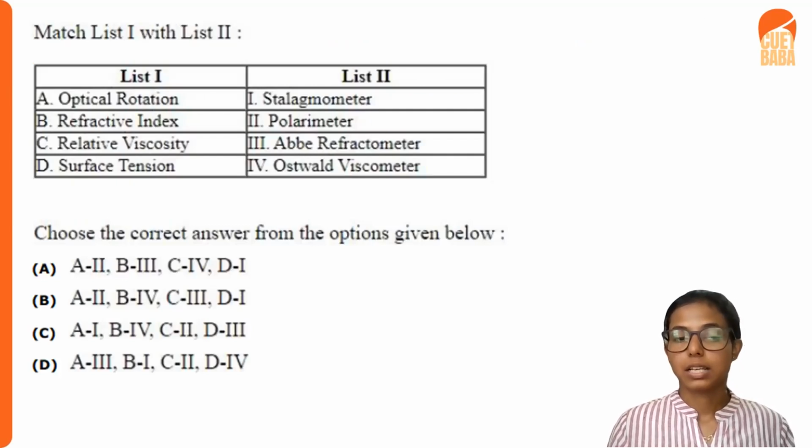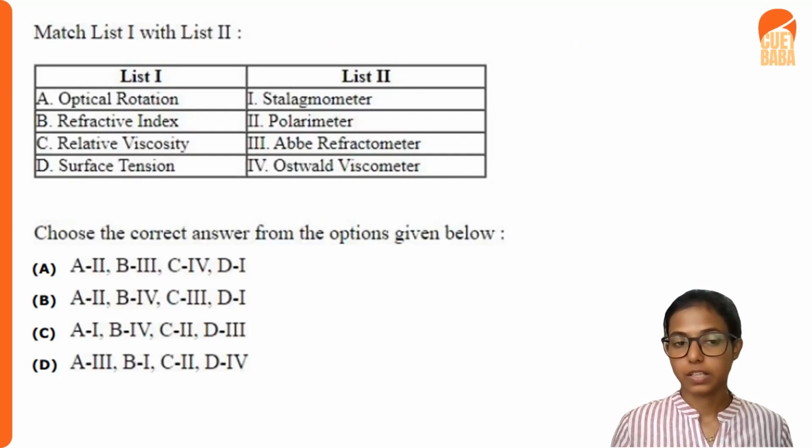Next question, match list 1 with list 2. In list 1, we have A, optical rotation, B, refractive index, C, relative viscosity, and D, surface tension. In list 2, we have 1, stalagmometer, 2, polarimeter, 3, Abbe refractometer, and 4, Ostwald viscometer. Choose the correct answer. We have to match list 1 with list 2. List 1 has the basic terms that define a system, and list 2 has the instruments that can be used to find these items.